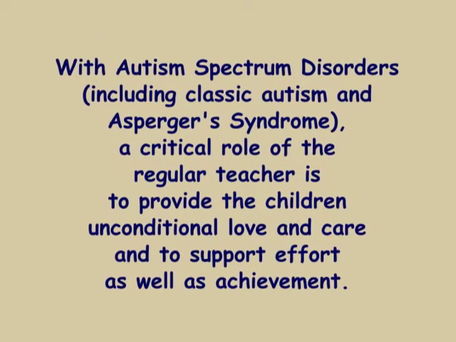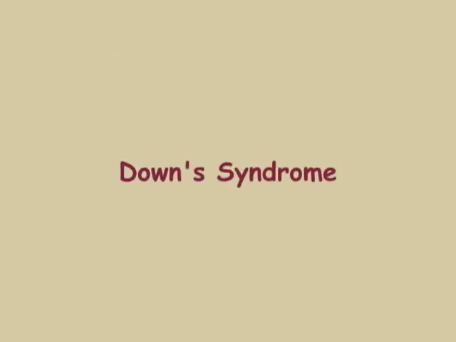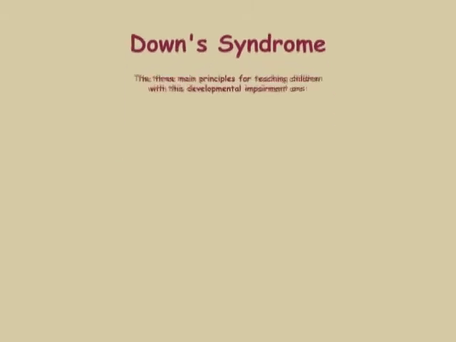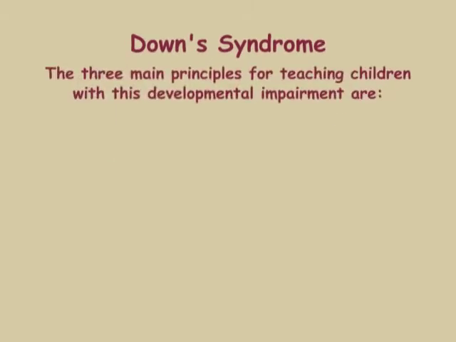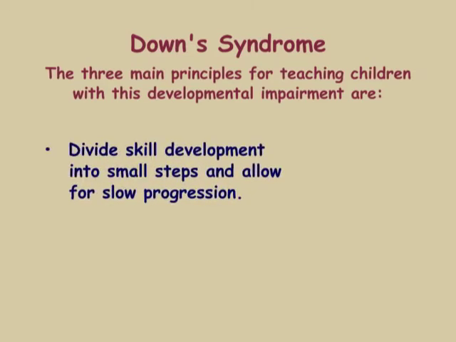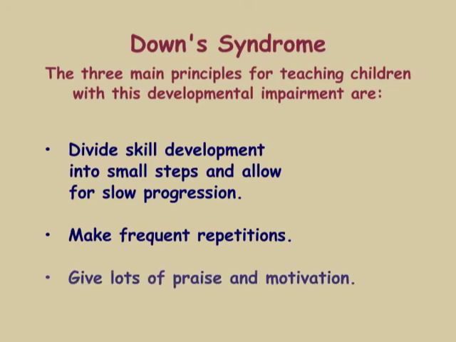With autism spectrum disorders, including classic autism and Asperger's syndrome, a critical role of the regular teacher is to provide the children unconditional love and care, and to support effort as well as achievement. The three main principles for teaching children with this developmental impairment are: divide skill development into small steps and allow for slow progression. Make frequent repetitions. Give lots of praise and motivation.